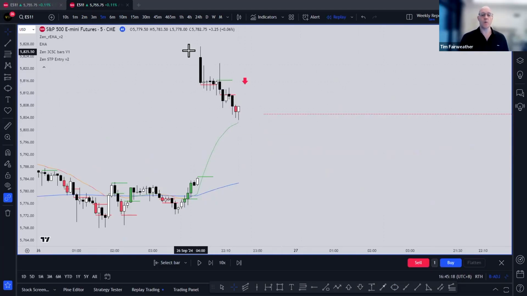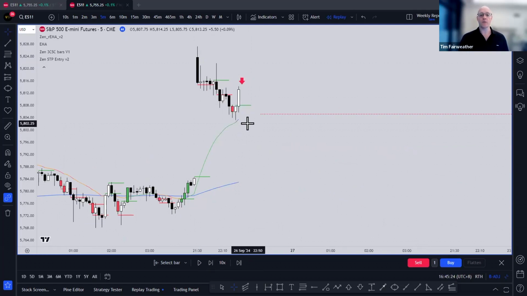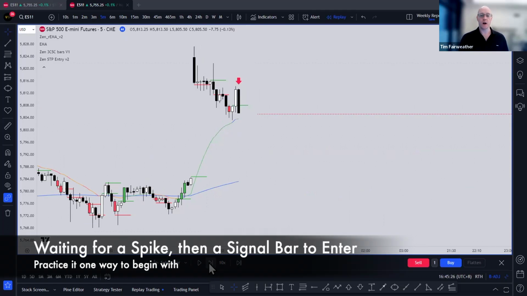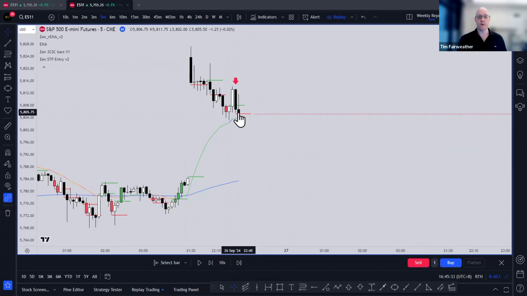On this day, we get 3 consecutive bear bars. We're in a bear spike already, but 3 consecutive bars, and we're waiting for a good bear signal bar to enter, and this is going to be our signal bar. So that's the spike and the first stop entry.